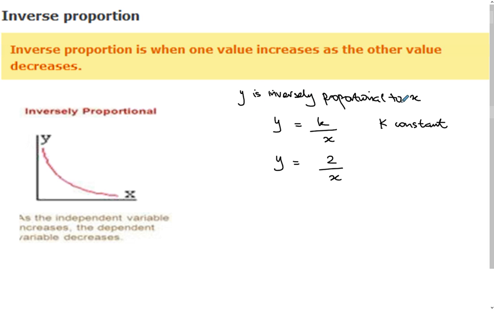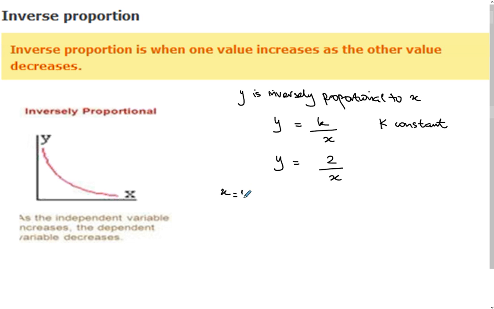Whereas in inverse proportion, y is inversely proportional to x. So that means when x becomes less, y becomes more. Again, k is the constant. Here we're writing y equals k, with k still staying at the top, divided by x. So if we had k being the constant 2, then let's take some values.